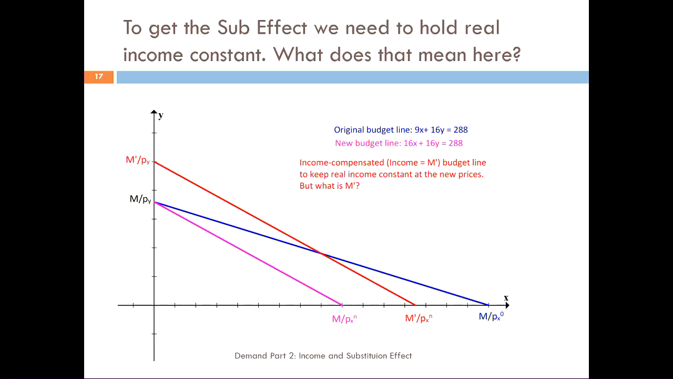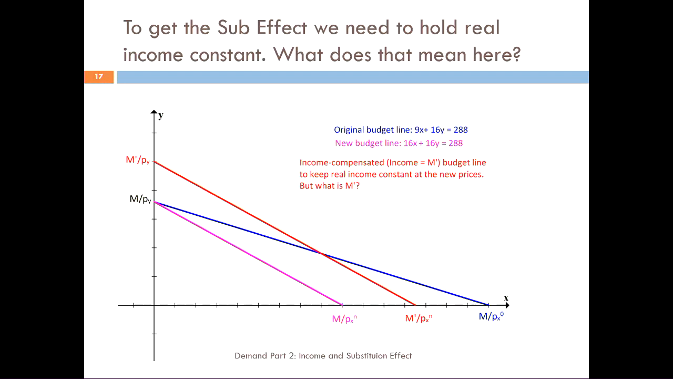And then we can see that if that hypothetical red budget line keeps the real income constant, then notice that the choice that you made on the original budget line, the blue one, and the choice that you made on the hypothetical red budget line, the difference in the quantity demanded will be your substitution effect.